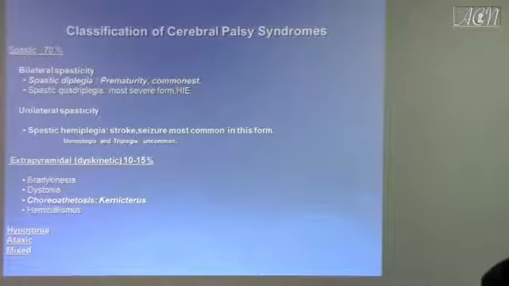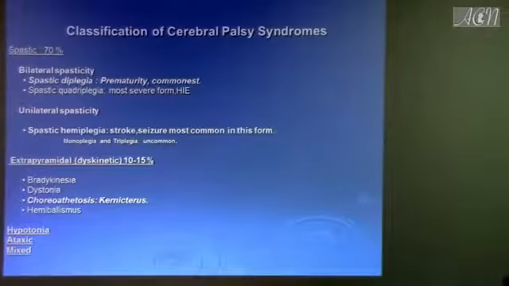And it can show up like bradykinesia, which is what? Slow movement, okay? Dystonia, abnormal sustained posture, right? Choreoathetosis, what is chorea? Rapid jerky movement. Athetosis, slow writhing movement. And hemiballismus, abnormal flailing movement of one side of the body.